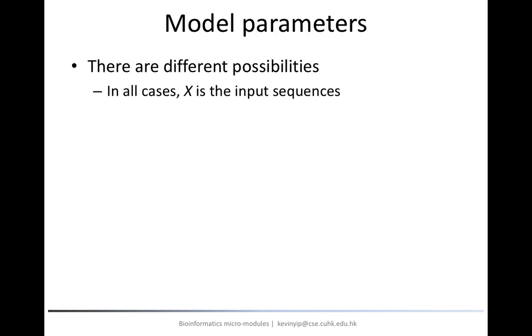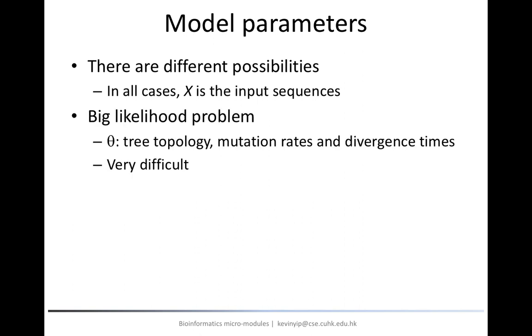Just like in maximum parsimony, we can define a harder problem called large parsimony and an easier problem called small parsimony. Here, we can also define different versions of the maximum likelihood problem, depending on the model parameters. In the big likelihood problem, the tree topology, mutation rates, and branch lengths are all considered as parameters of the model. Finding the optimal combination of parameter values is very difficult, not least because of the exponential number of possible tree topologies.